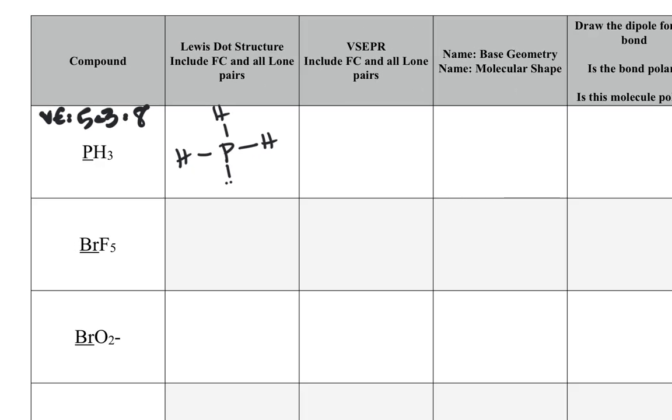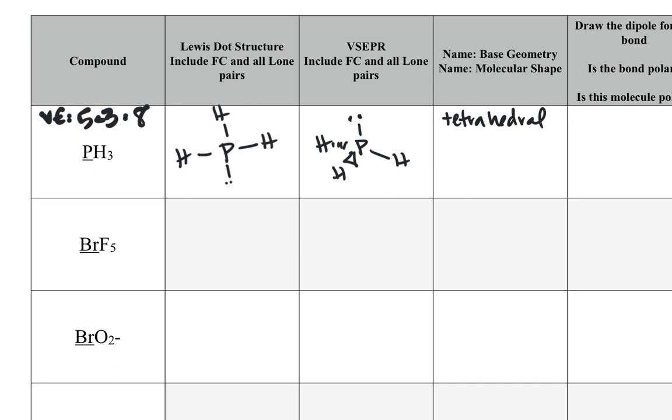To determine the VSEPR, we know that it's related to the steric number. Phosphorus has 4 things connected to it. That makes it a steric number of 4. That also makes it base tetrahedral. So put our phosphorus in the center. Then you can put your hydrogens and your lone pair. It doesn't matter where they go on here, they are all equivalent.